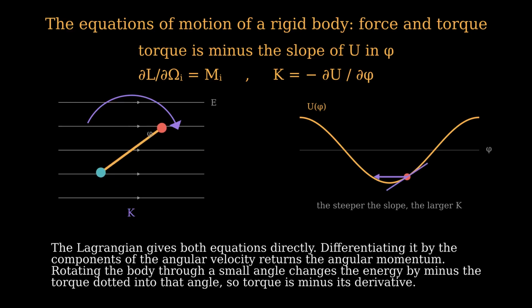The Lagrangian gives both equations directly. Differentiating it by the components of the angular velocity returns the angular momentum. Rotating the body through a small angle changes the energy by minus the torque dotted into that angle. So torque is minus its derivative.